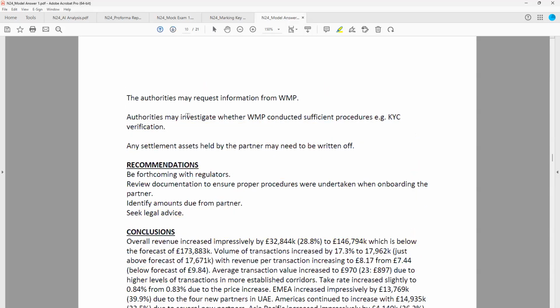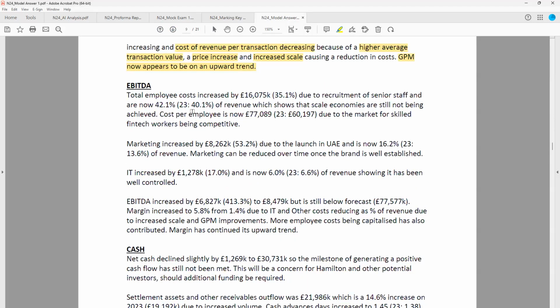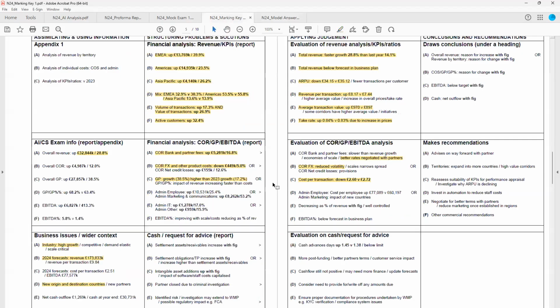But you can see, costs are done in exactly the same way as when we looked at cost of revenue and gross profit. Total employee costs up due to recruitment of senior staff. So again, number, reason, further analysis looking at it as a percentage of revenue, or more importantly here, further analysis in terms of looking at the cost per employee and the reason why that had increased. But again, we're just looking at a different layer of costs, so we're still approaching these costs in the same way.